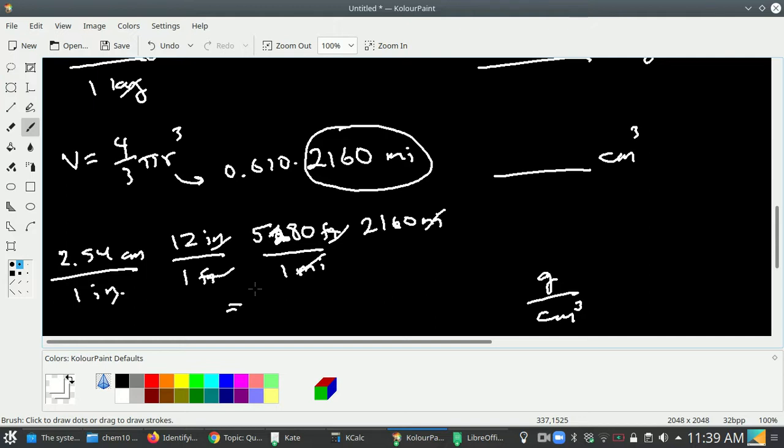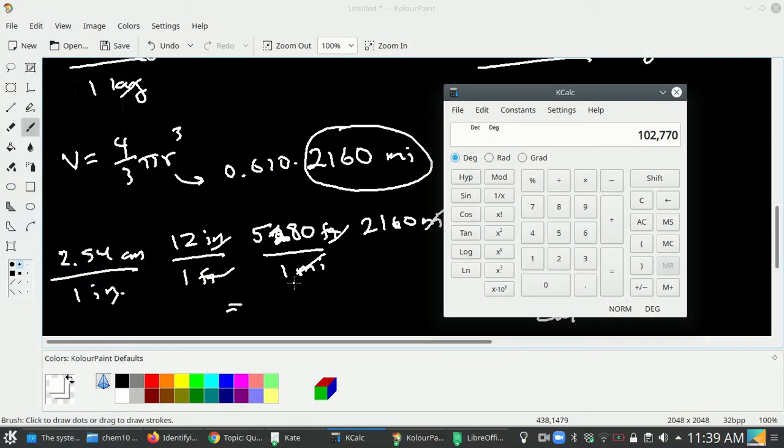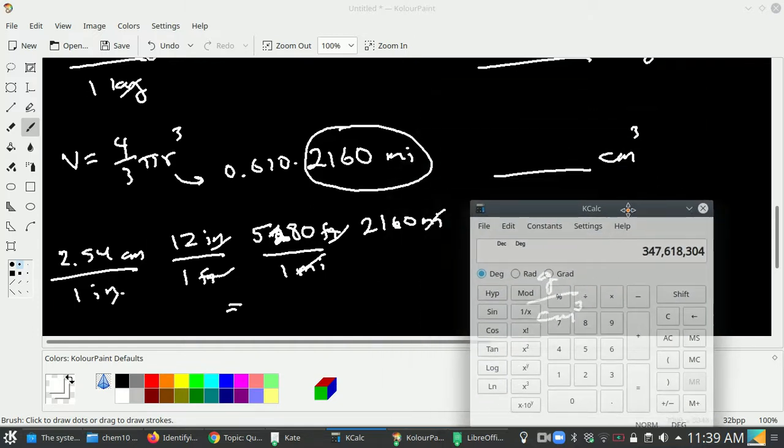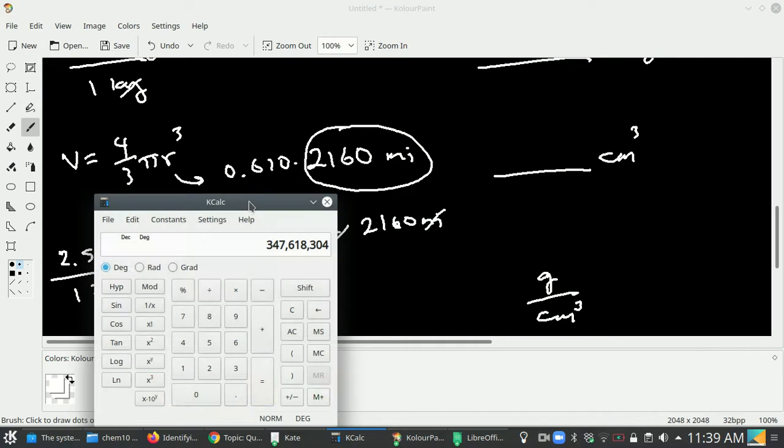So the centimeters are 2.54 times 12 times 5280 times 2160. All right, so if Alexa was right about 5,280 feet being in 1 mile, then this is how many centimeters we've got. Since this is all multiplication and division, and there's no addition and subtraction here at all, I'm going to use all the significant figures, use all the digits here, and then I'm going to trim the significant figures once at the very end.